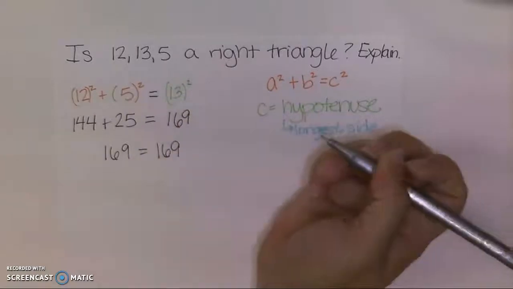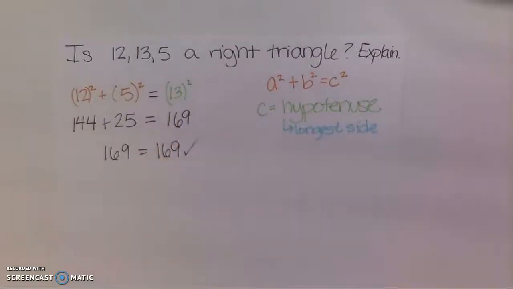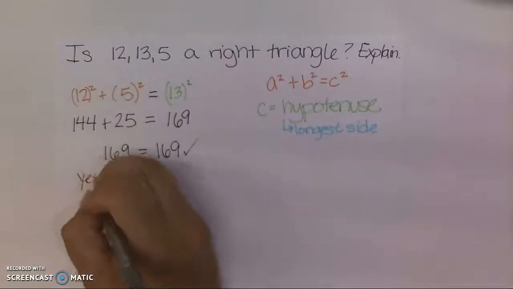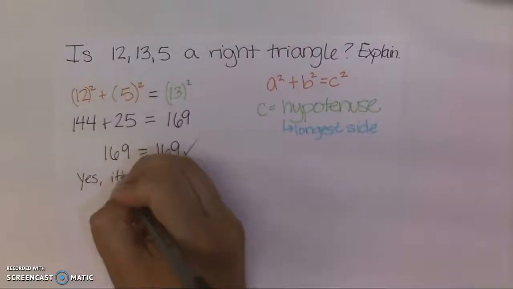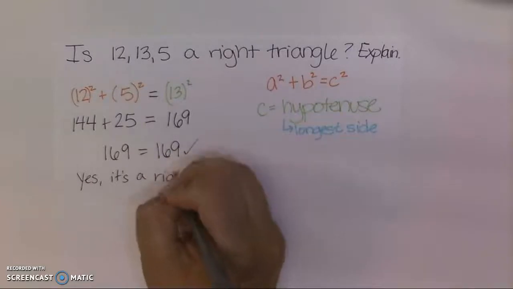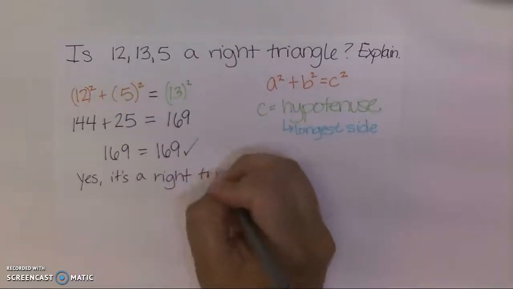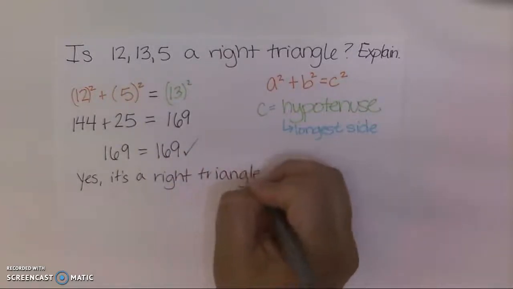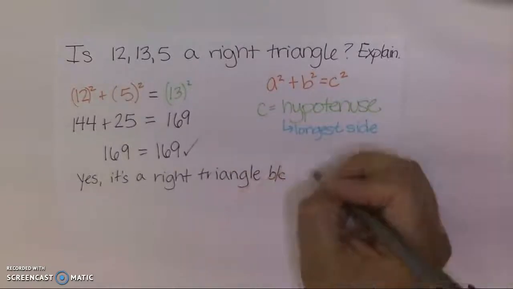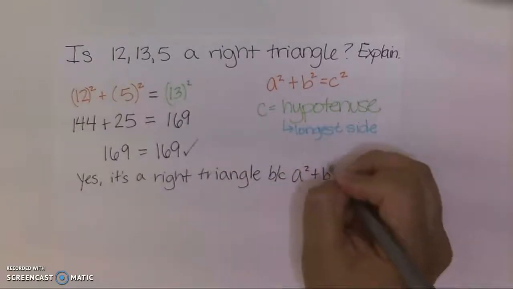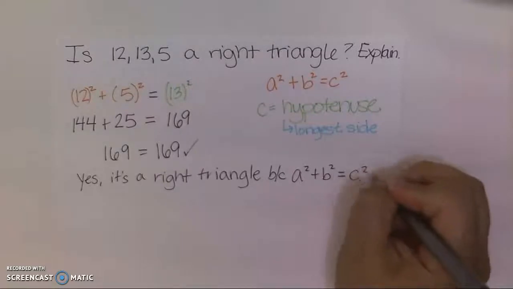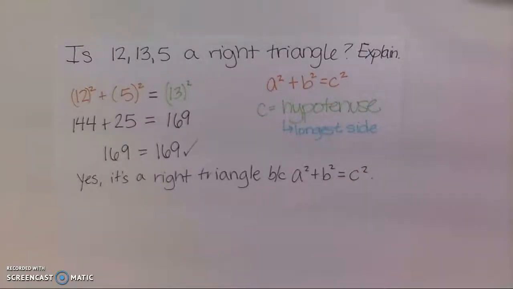So does 169 equal 169? Sure it does. So is it a right triangle? Yes, it's a right triangle because, why? A squared plus b squared equals c squared. So if it weren't, you would just say because a squared plus b squared does not equal c squared. But in this case, it does. So it is a right triangle.